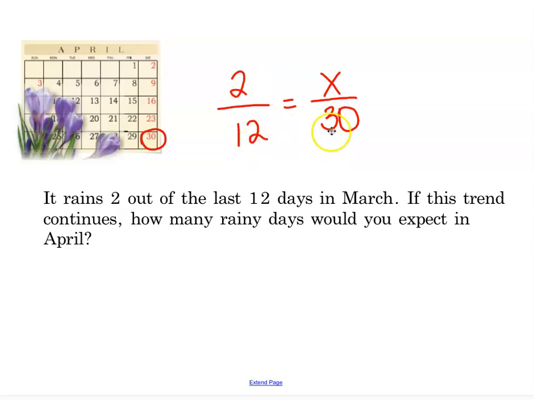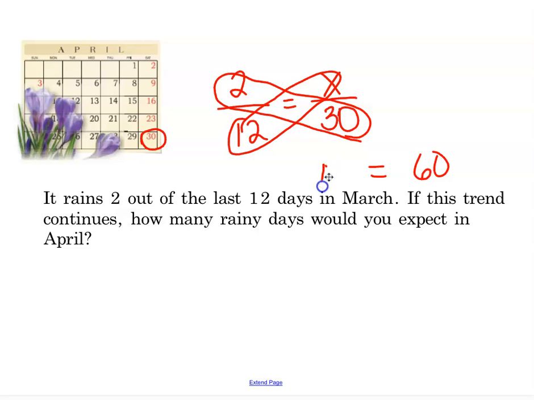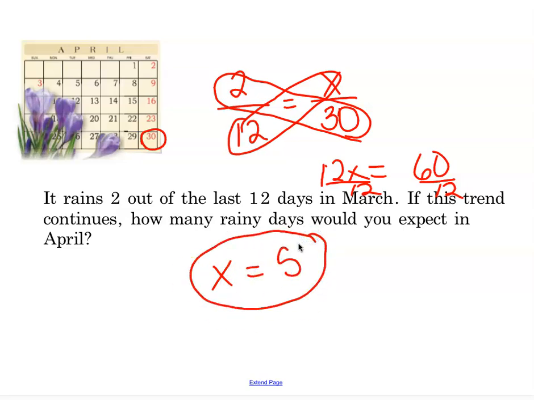So if it rains 2 out of every 12, remember how you solve a proportion. You can cross multiply, so you get 60 equals 12x. You divide by 12, it's a one-step equation, and x equals 5. So we would expect it to rain 5 days in April based on this experiment.